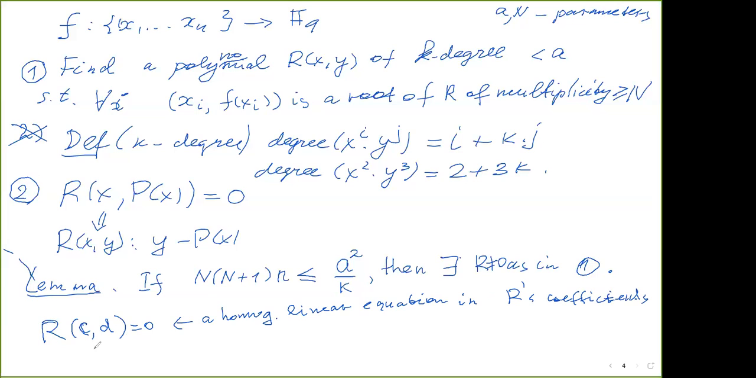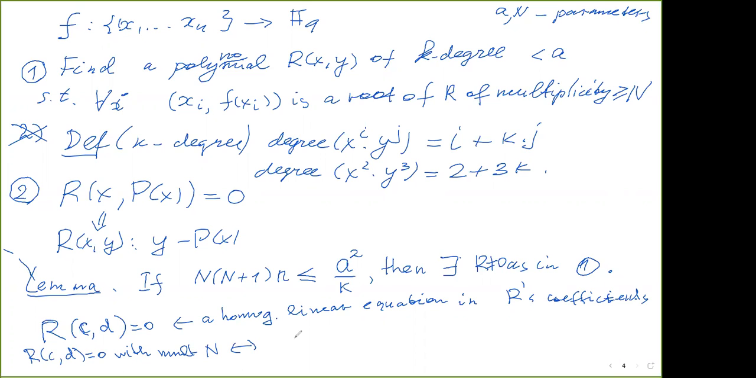Now, we argue that requiring that this is a root at a certain (c, d), where c and d are some concrete numbers, for whatever (c, d) and n we choose, such a constraint may be expressed as a system of homogeneous linear equations. And we need to understand how many variables and how many equations that system has. So for example, if we require that this is a root at (c, d) with multiplicity at least 10, what does it mean?